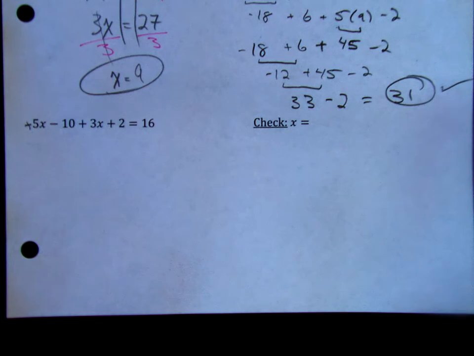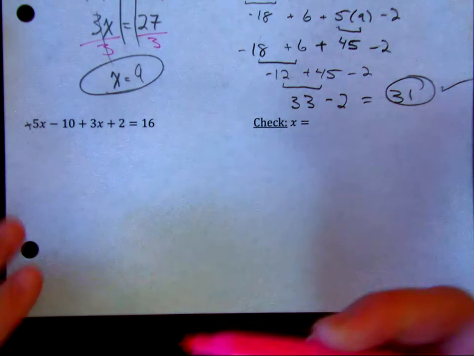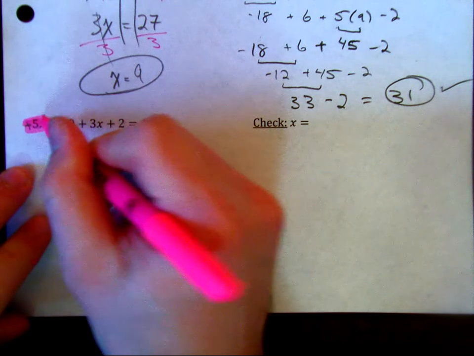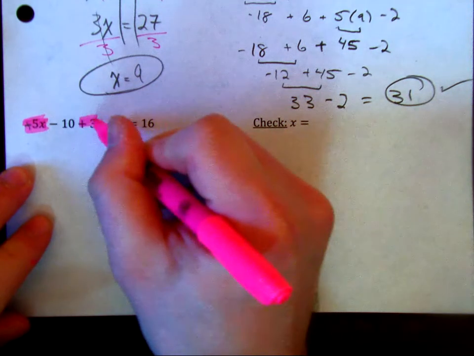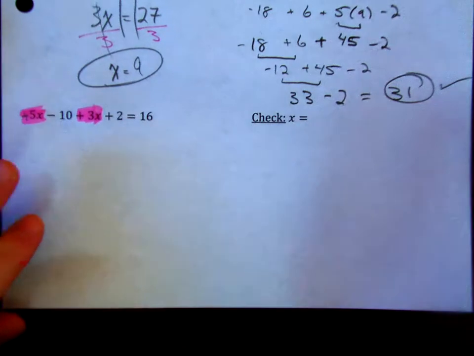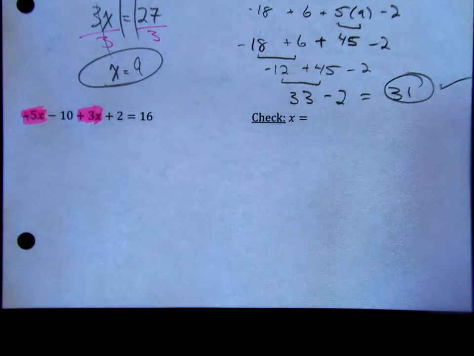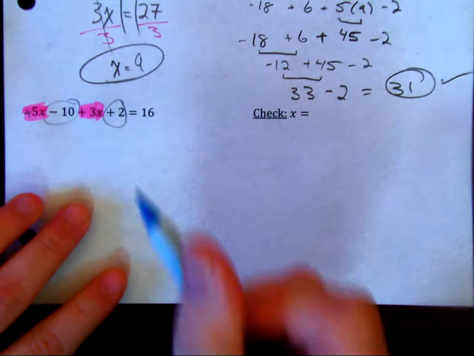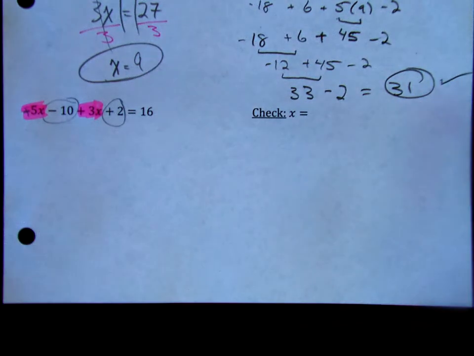Just like the previous one, I'm going to highlight my variable terms. So I say, all right, 5x and a positive 3x. And then I have my constants. And so I say negative 10 and a positive 2. All right. So can you help me out, please? Thank you, Christian. Can you tell me what would be 5x plus 3x?